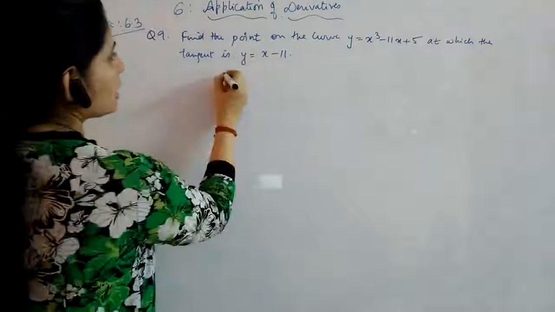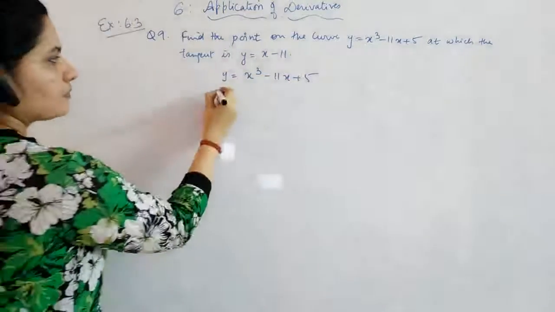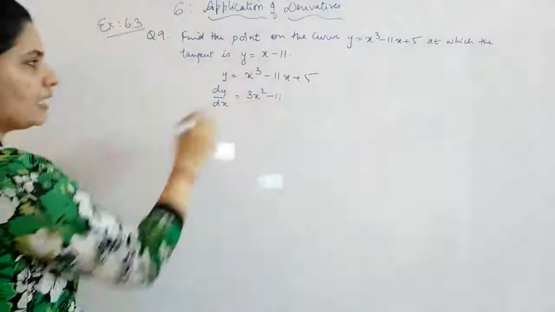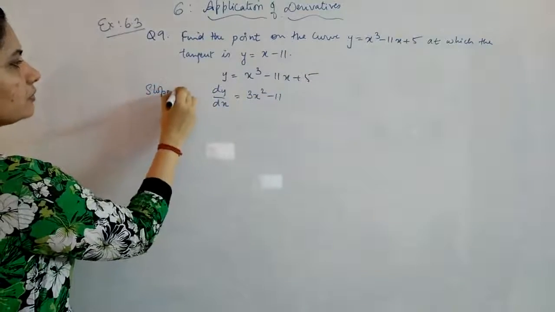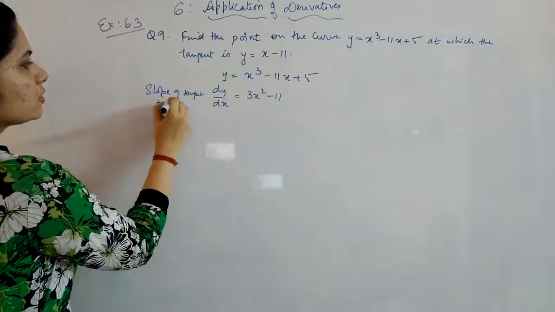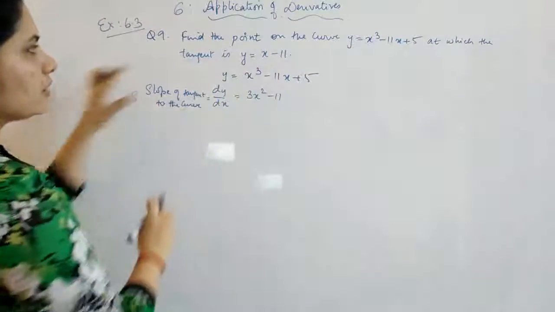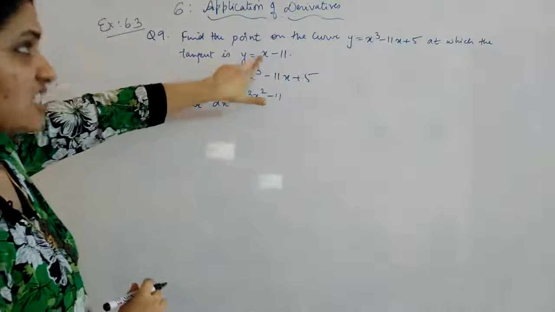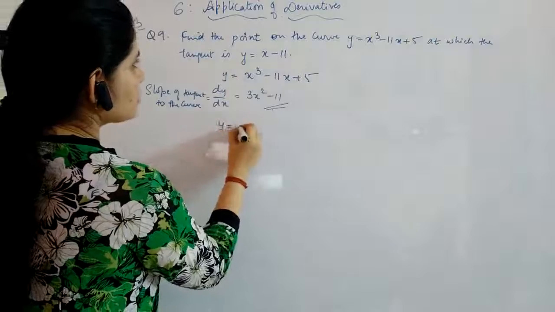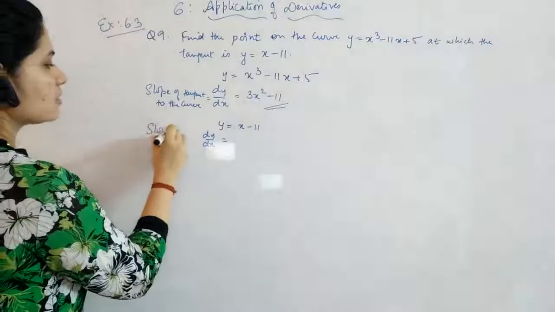First we will start with the curve, which is y is equal to x cube minus 11x plus 5. Differentiating, you will get dy by dx is equal to 3x square minus 11. Again, this is the slope of the tangent to the curve. Now you have been given that the tangent is y is equal to x minus 11, and the same dy by dx will again give you the slope of the tangent.